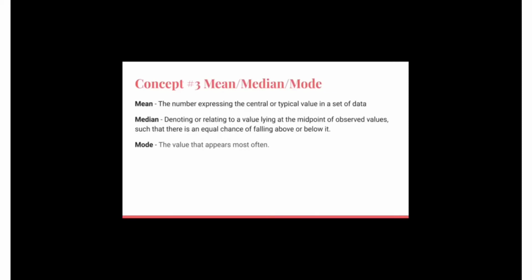Concept number 3, mean, median, and mode. Mean is the number expressing the central or typical value in a set of data. Median is denoting or relating to a value lying at the midpoint of observed values, such that there is an equal chance of falling above or below it. Mode is the value that appears most often.